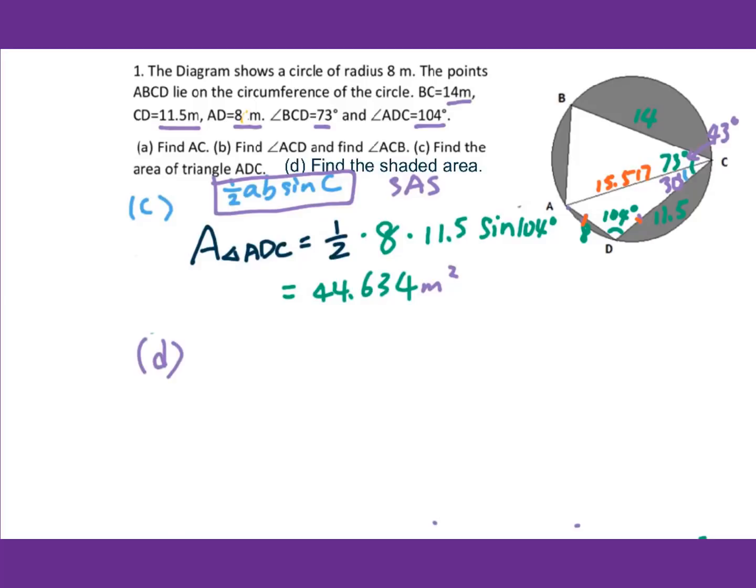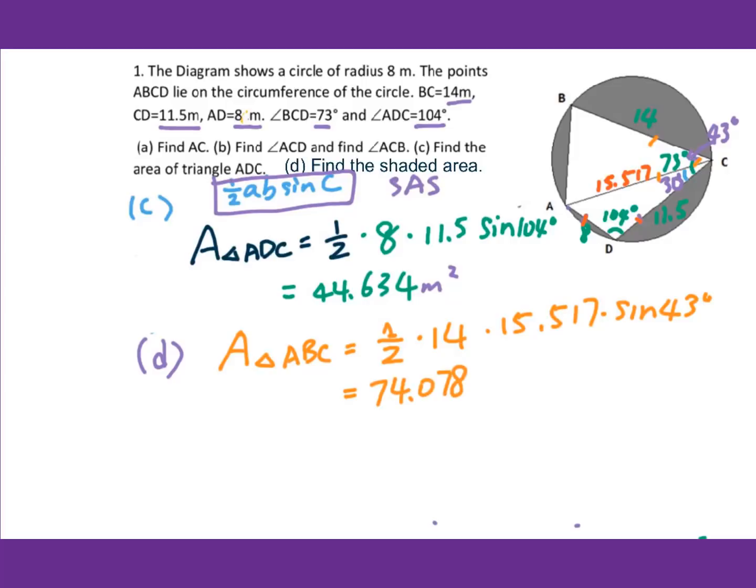Let's go to D. Find the shaded area. First of all, we need to get the area for triangle ABC. We need an SAS pattern. That's an SAS pattern. So we got 1/2 times 14 times 15.517 times sine 43 degrees. We put into calculator, we got 74.078 meters squared. That's the area for triangle ABC.